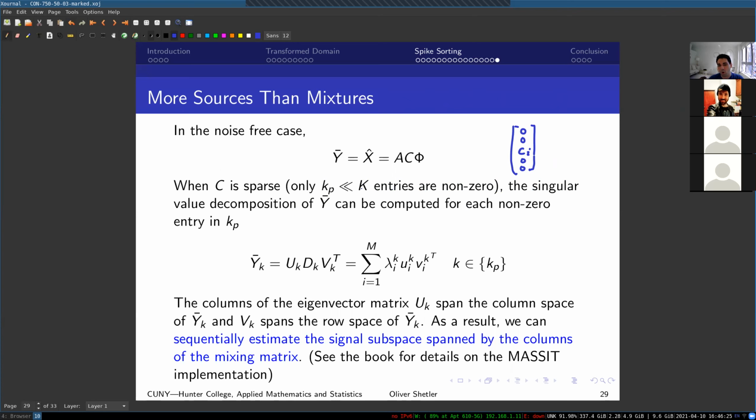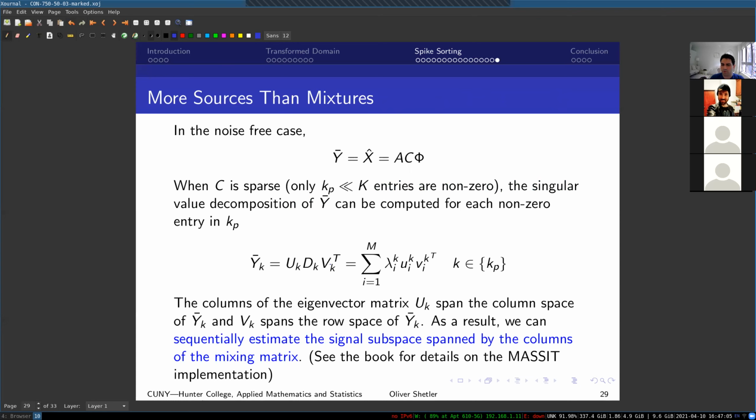And if it's much smaller than the size of the basis dictionary, then the singular value decomposition of y bar can be computed for each non-zero entry. And so then, you get this formula. Again, this is pretty straightforward. The singular value decomposition is very similar to principal component analysis. It's just an adaptation of the same idea, except in this case, we're doing it with a matrix that may not be a square matrix that is symmetric. And so this makes it possible to do that.